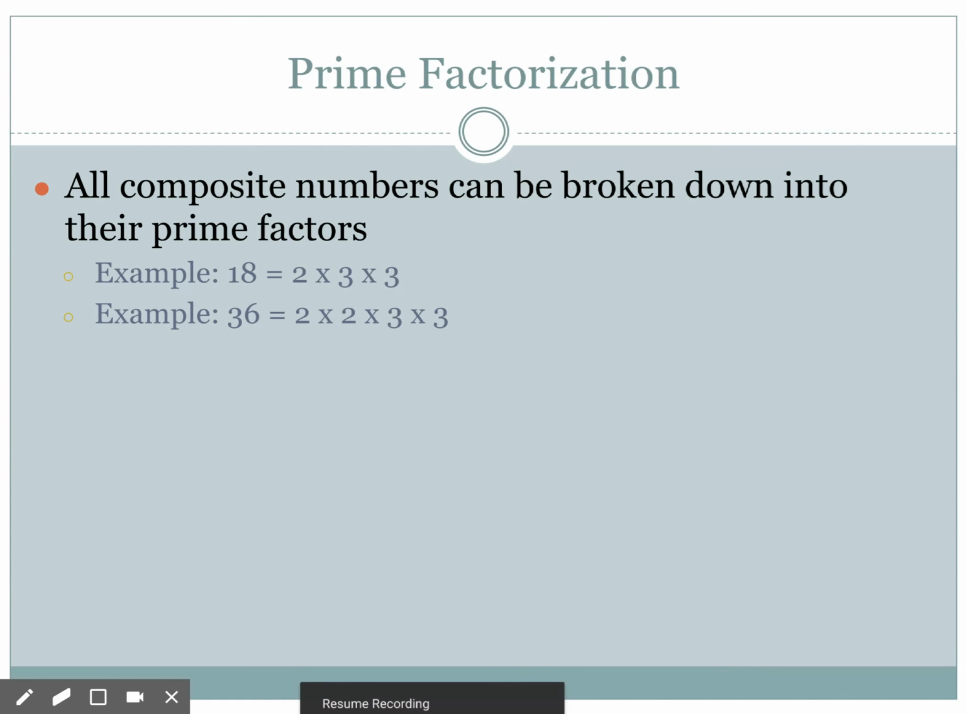All composite numbers can be broken down into their prime factors. For example, 18 is the same as the product of 2 times 3 times 3. 36 is the product of 2 times 2 times 3 times 3. 2 and 3 are prime numbers, so we've broken down 18 and 36 into their prime factors.